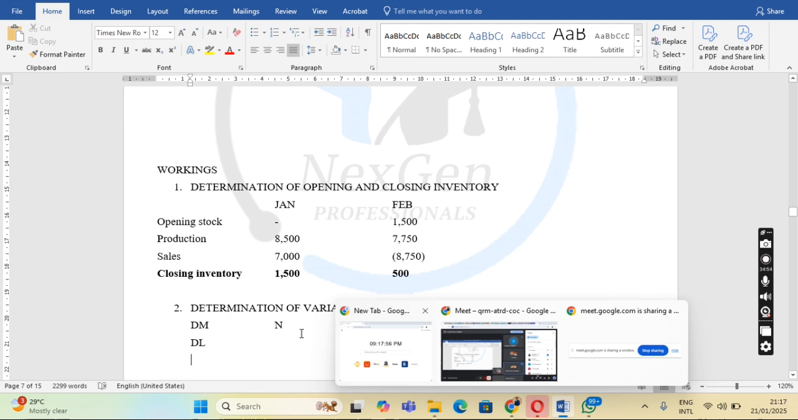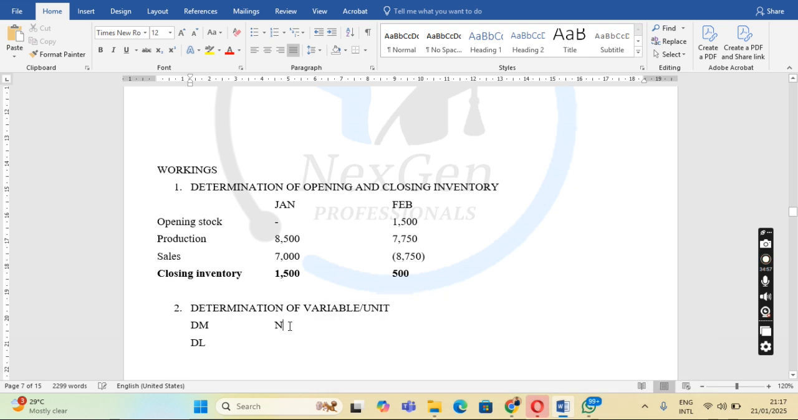What is the direct material cost, class? Okay, 11 naira. Good. What is the direct labor? 8 naira. Good. What is the VPO? Variable production overhead. VPO means variable production overhead, right? Please don't abbreviate. Okay, it is 4 naira, right? You can see the variable cost per unit, right?